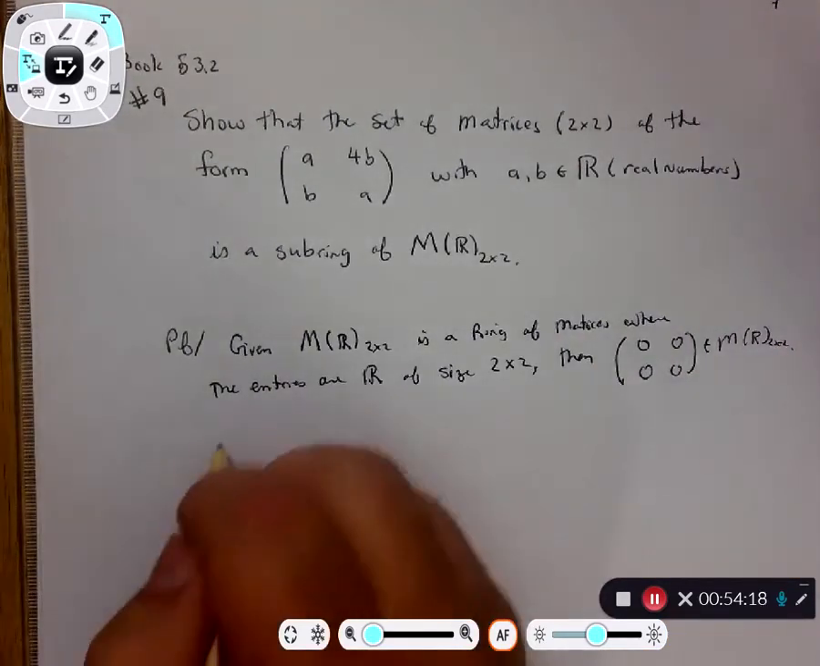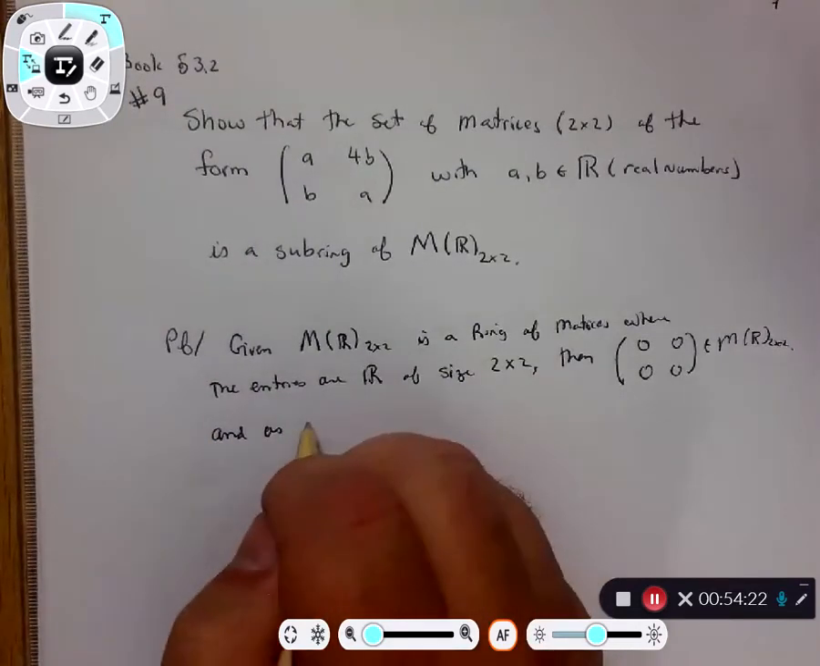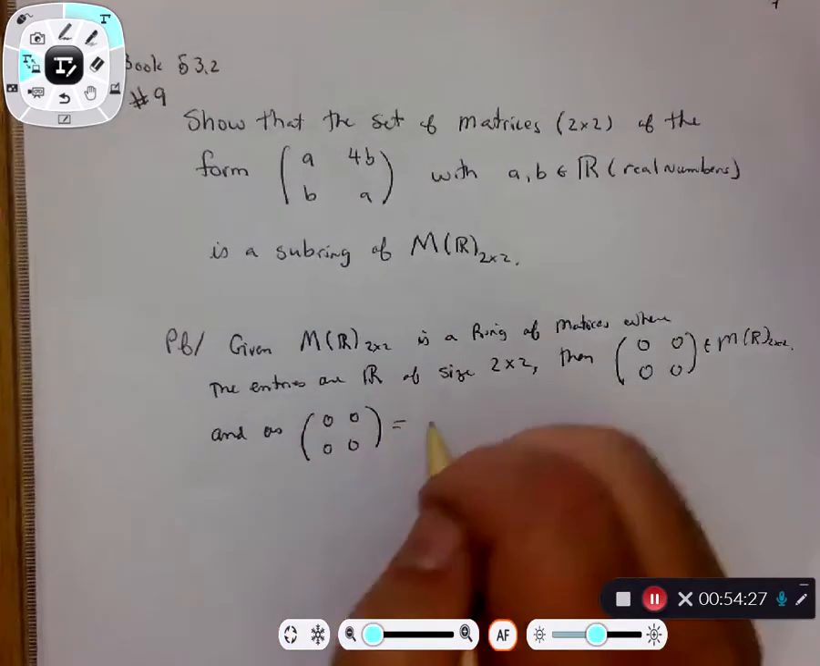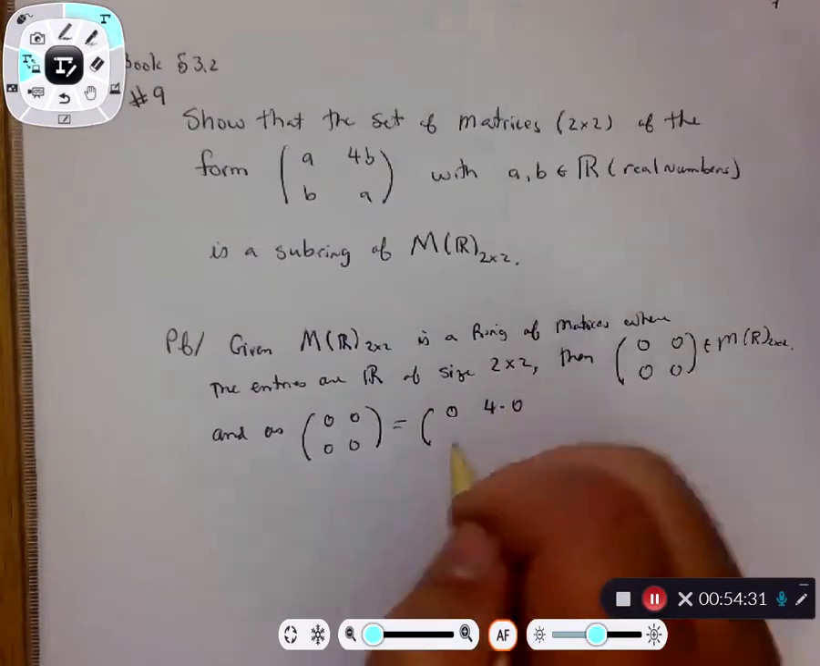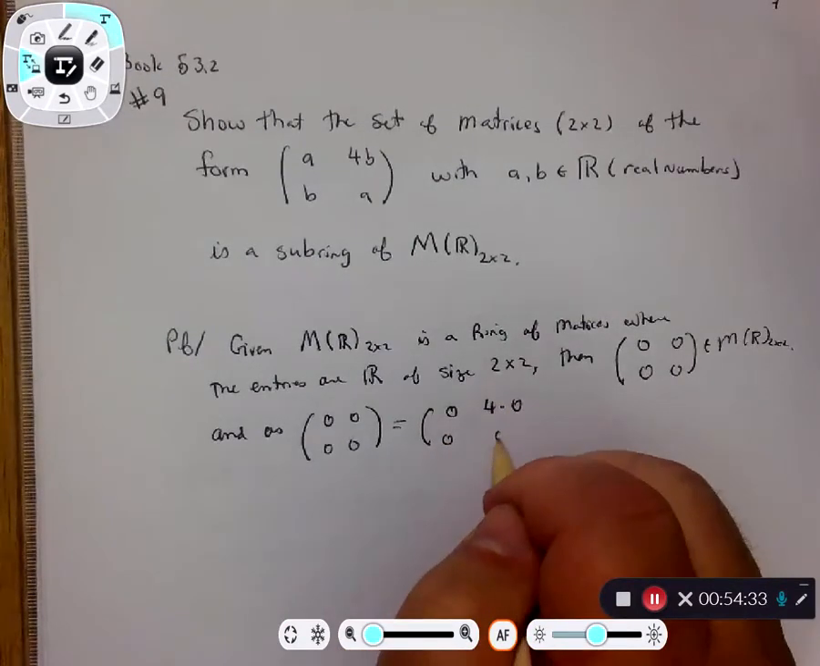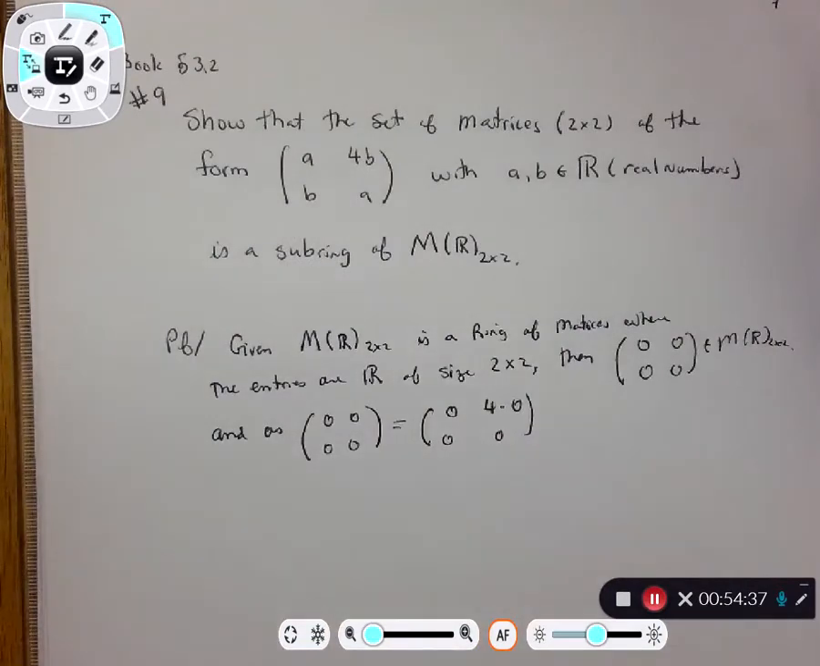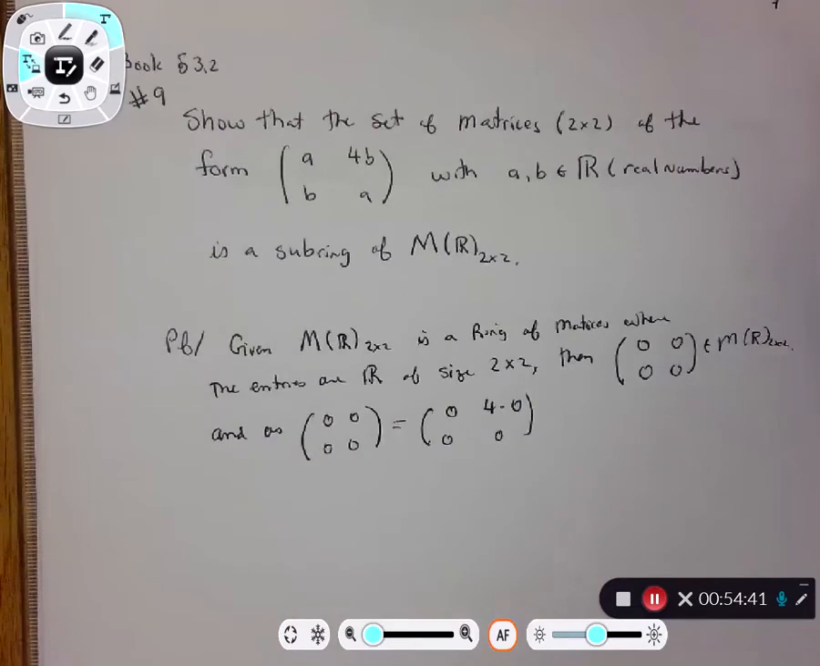And as 0, 0, 0, 0 is actually equal to 0, 4 times 0, and 0, 0. I'm trying to show you my structure here. The 0 matrix has that structure. 4 times 0 is 0 in real numbers here.